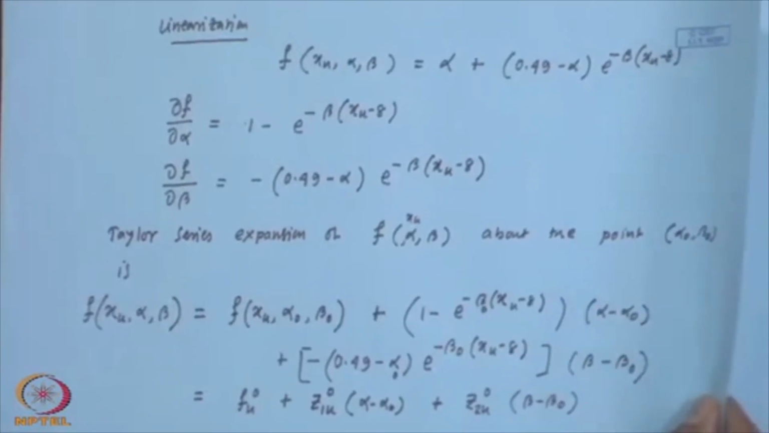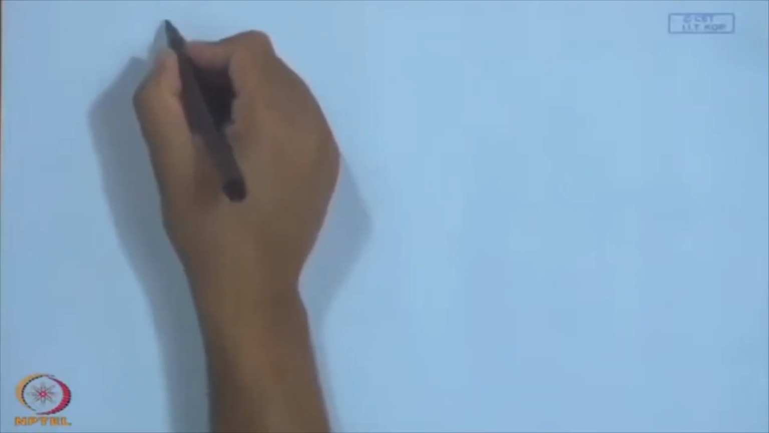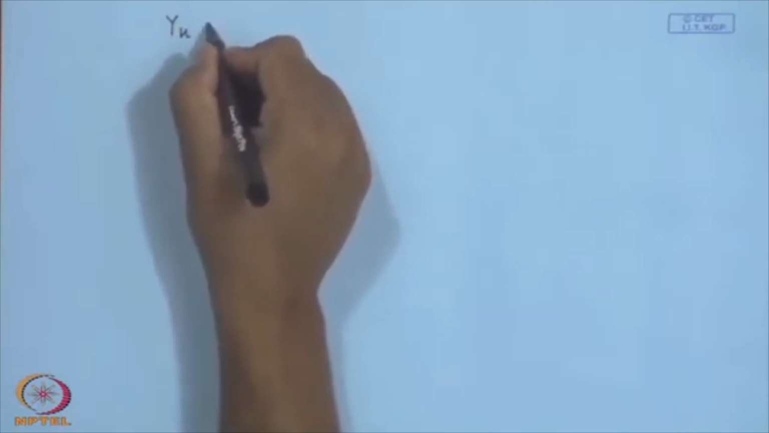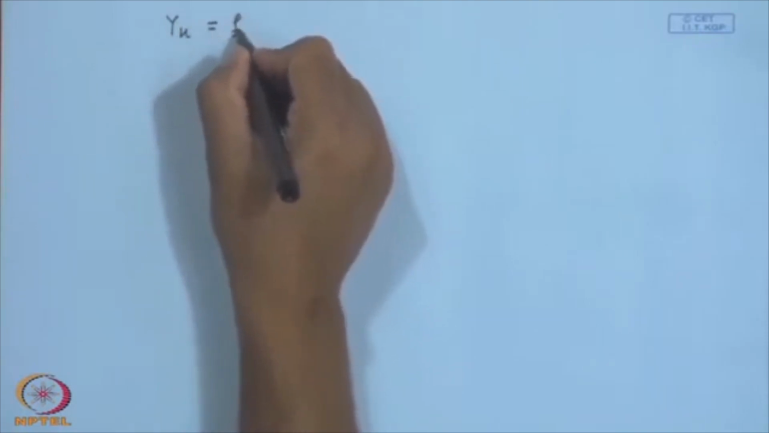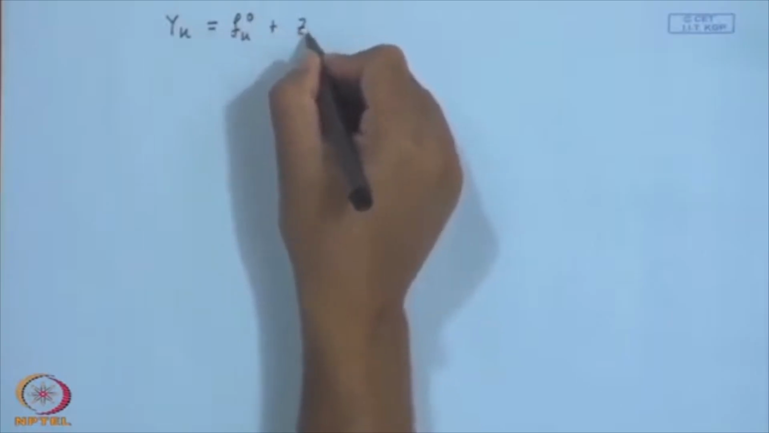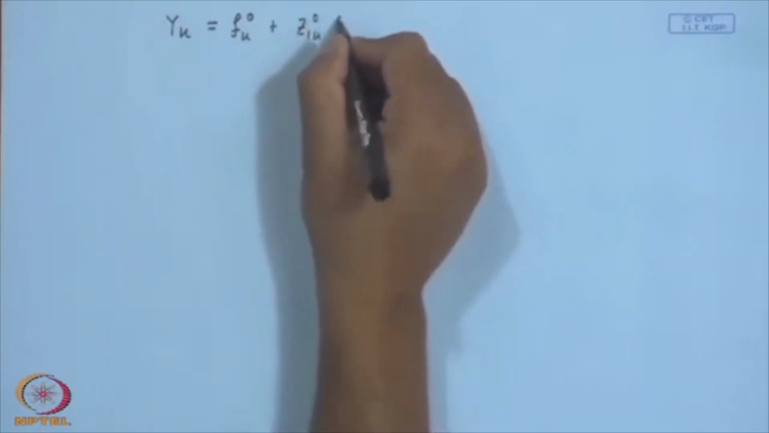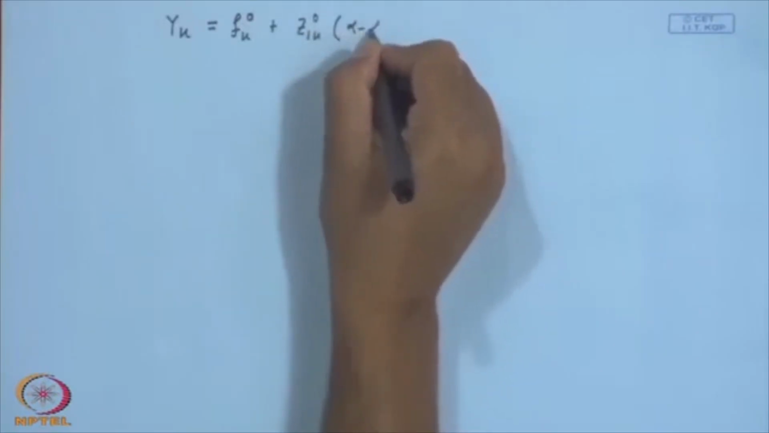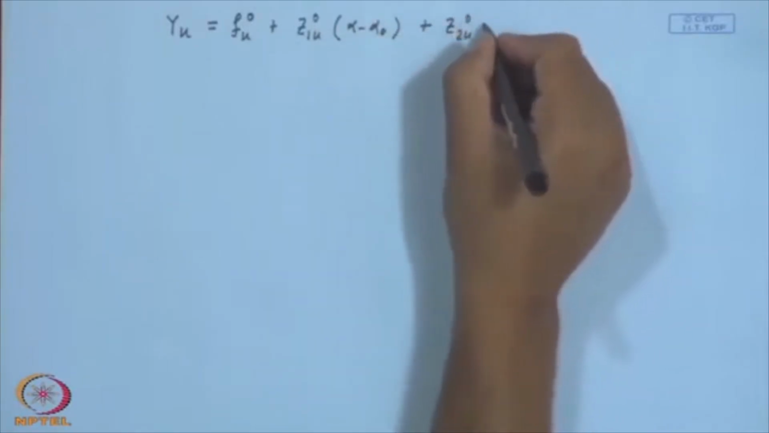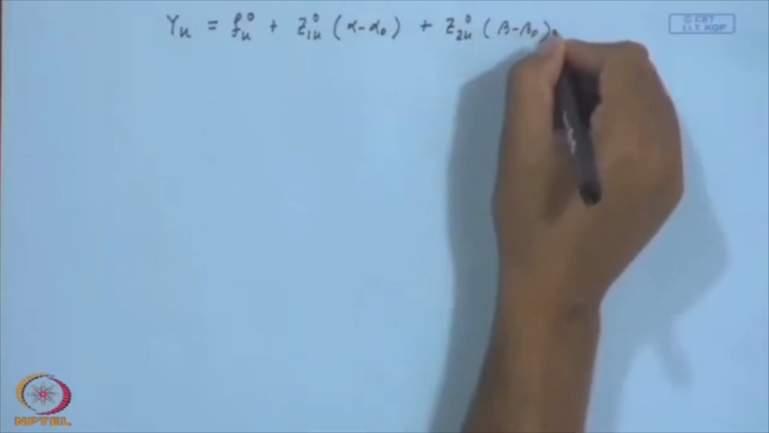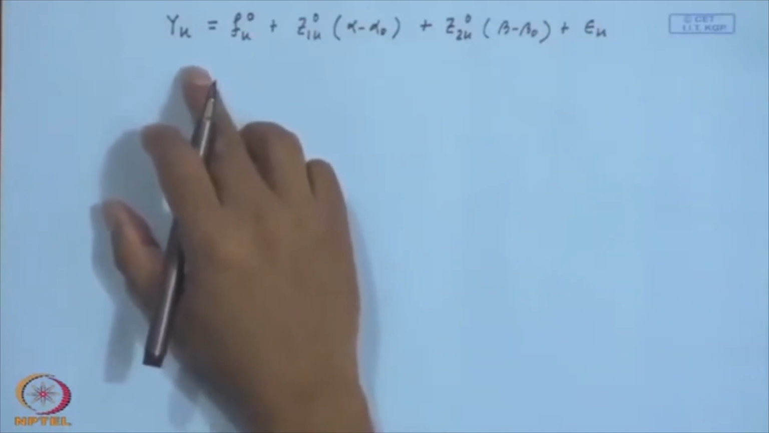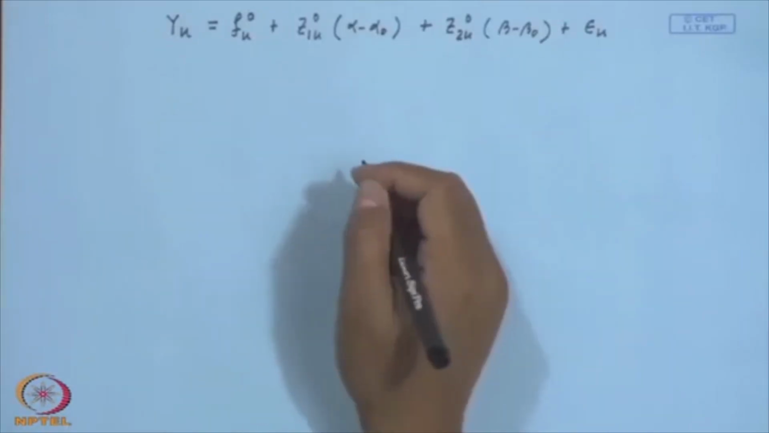Well, so Y_u can be written as f_u naught plus Z1u naught into alpha minus alpha naught plus Z2u naught into beta minus beta naught plus epsilon_u. So, the original model now becomes a linear model here.